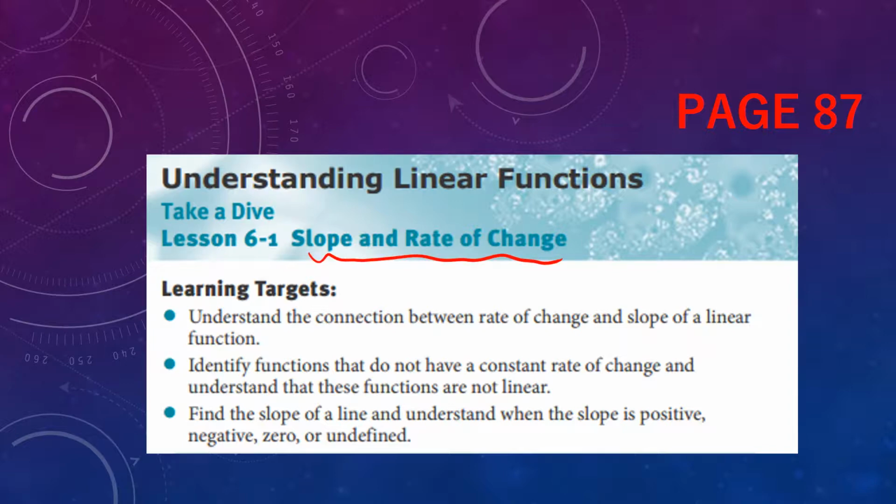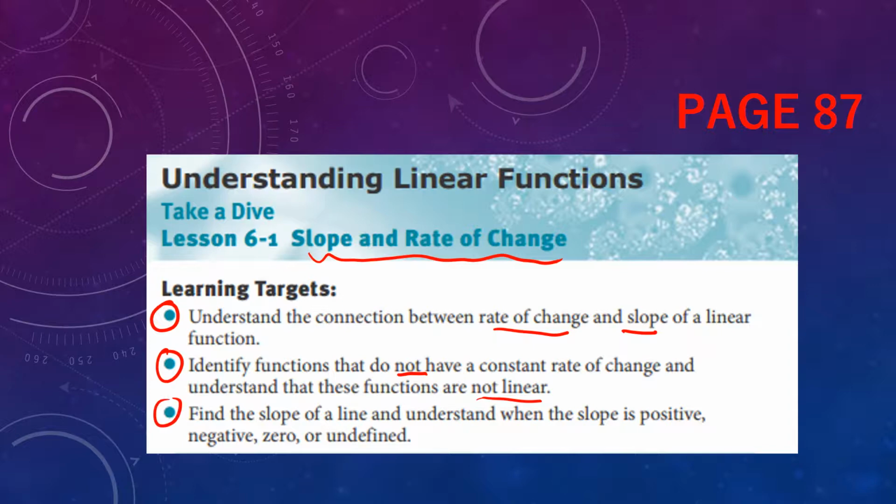So this is a little bit of a long one, but I think most of it will be stuff that you're already familiar with. We just want to think about it a little bit more deeply. So we want to end up where we understand the connection between rate of change and slope of a linear function, identify functions that do not have a constant rate of change, and understand that these are not linear.